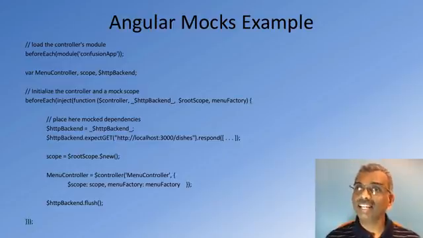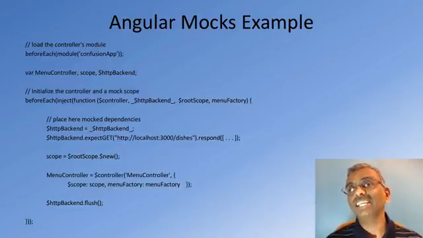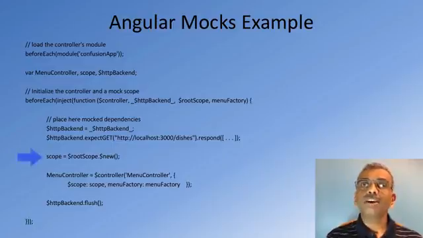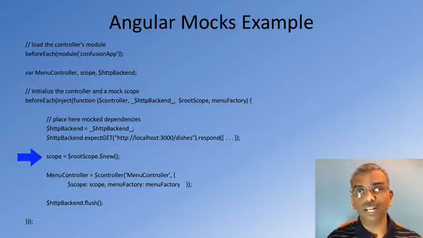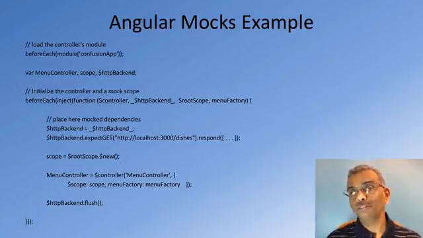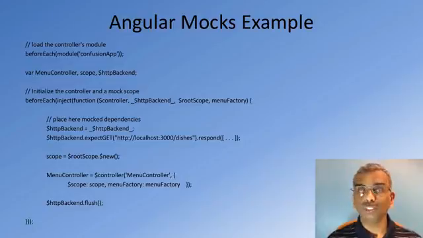Now, when the data comes into your controller, the controller can then use the data, put that onto $scope.dishes, and then be able to access the data. So here also we are creating a scope for our controller to work with. To do that, we are saying scope is equal to $rootScope.$new. This allows you to create a mock scope for your controller to use.